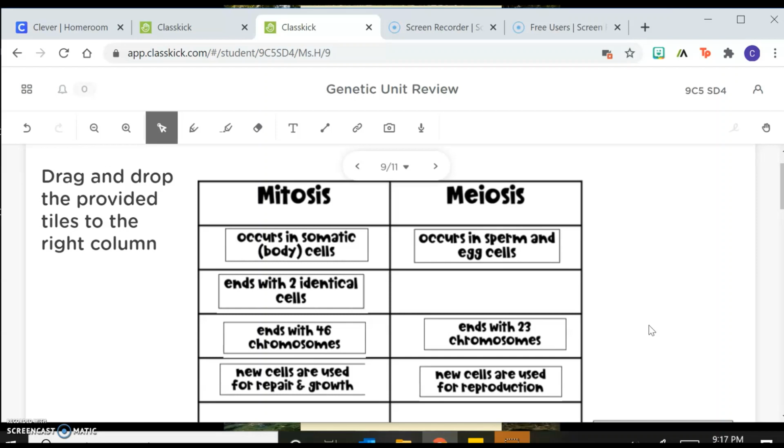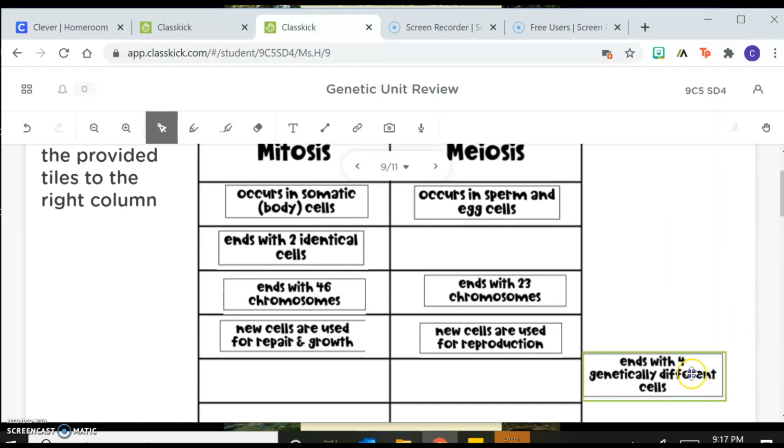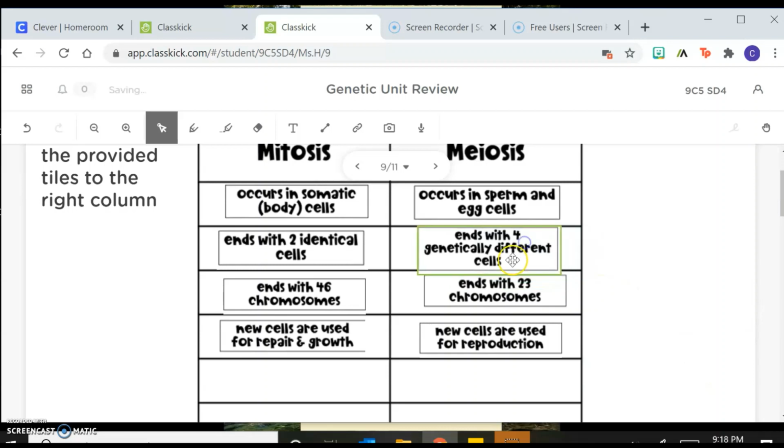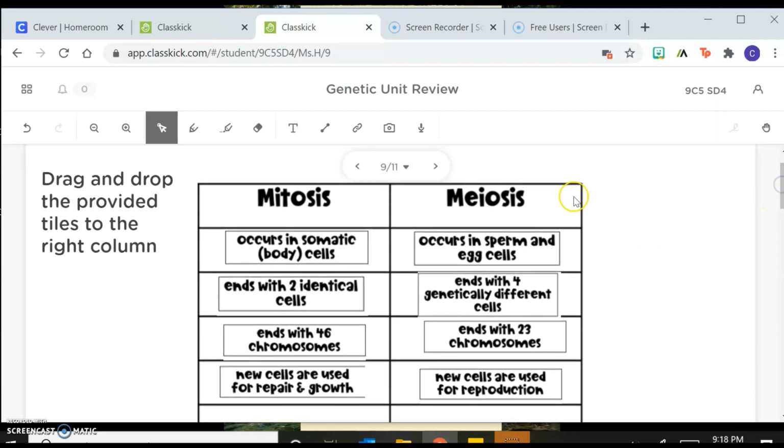Your DNA can't, that's not how DNA works. It can't have that many messages and that many competing alleles. So you have to have half of your genetic code. So you end with only 23 chromosomes. And you end up with four different cells. And that is how we become a combination of our parents, through meiosis.